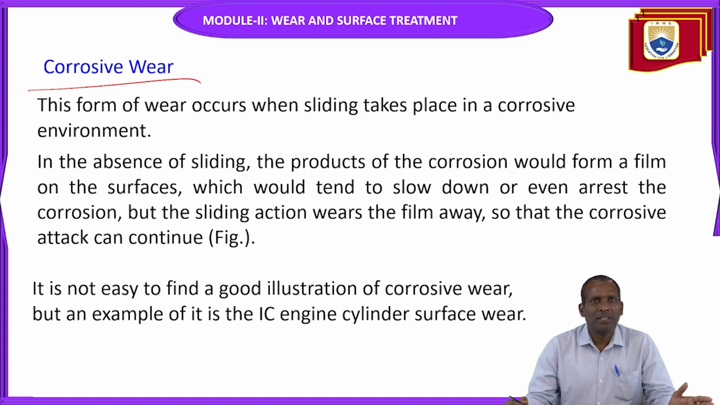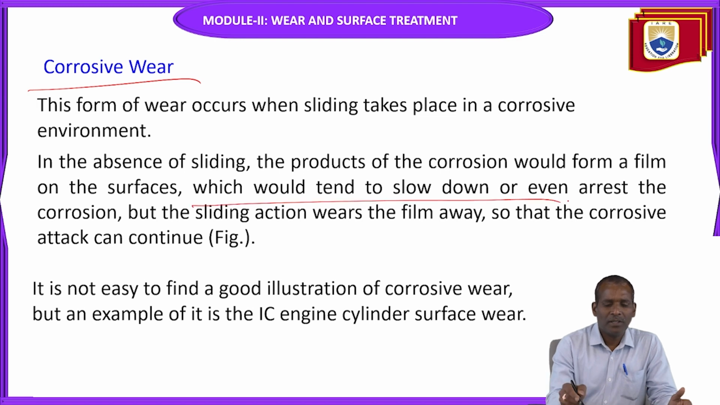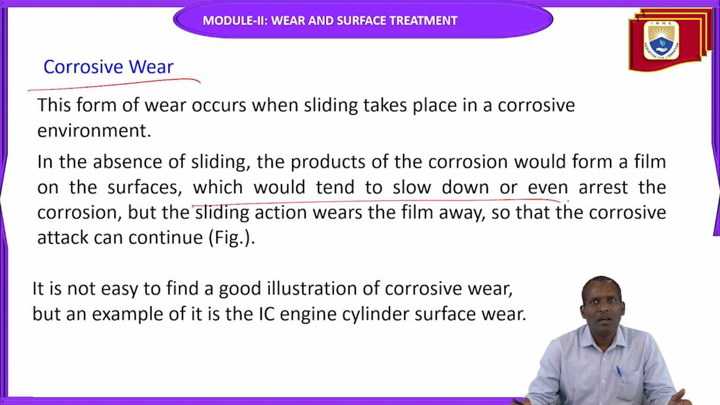So in the absence of sliding, the products of the corrosion would form a film on the surfaces, which would tend to slow down or even arrest the corrosion. But the sliding action wears the film away so that the corrosive attack can continue. So I will show you the figure.